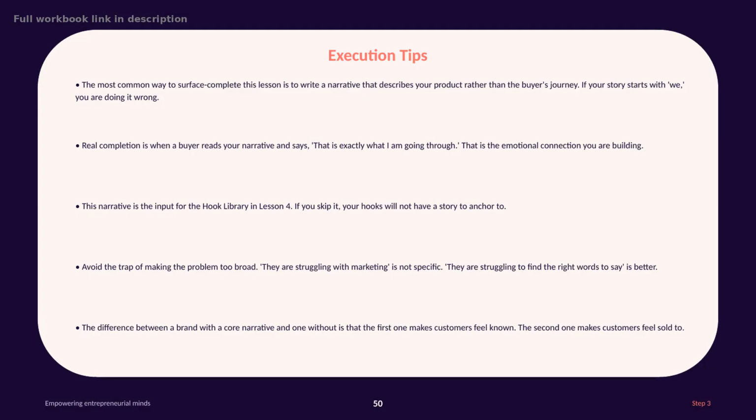The most common way to fake completing this lesson is to write a narrative that describes your product rather than the buyer's journey. If your story starts with "we," you are doing it wrong. Real completion is when a buyer reads your narrative and says, "That is exactly what I am going through." That is the emotional connection you are building. This narrative is the input for the hook library in Lesson 4. If you skip it, your hooks will not have a story to anchor to.